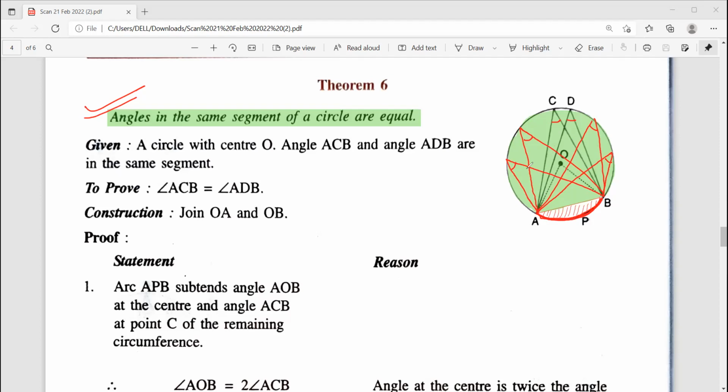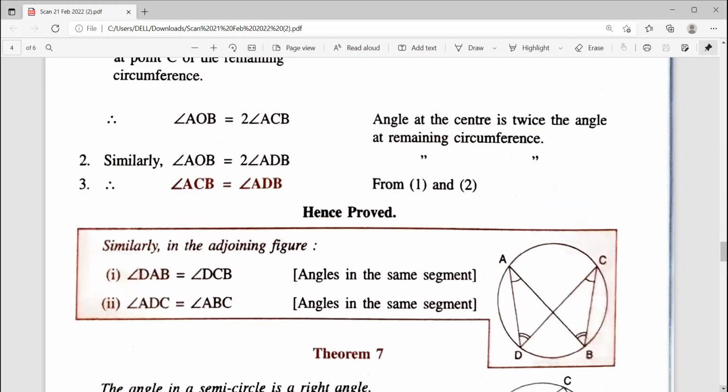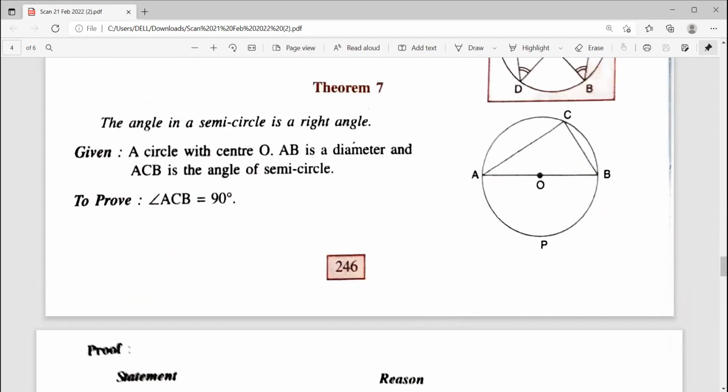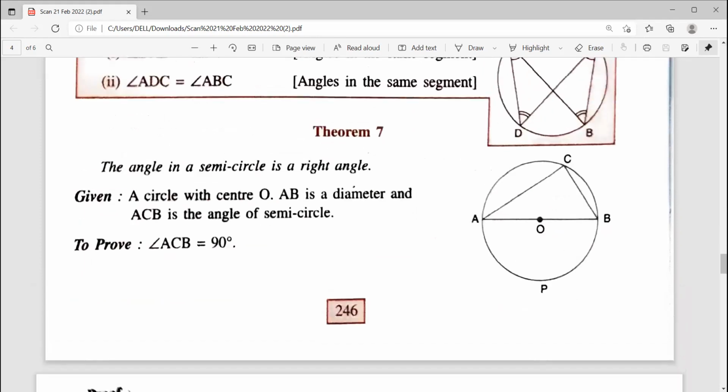Now, the next theorem we did was the angle in a semicircle. This we had not done, so we have to start from here. Let us start from this theorem 7. What is this theorem? It says the angle in a semicircle is a right angle. The angle in a semicircle is a right angle.